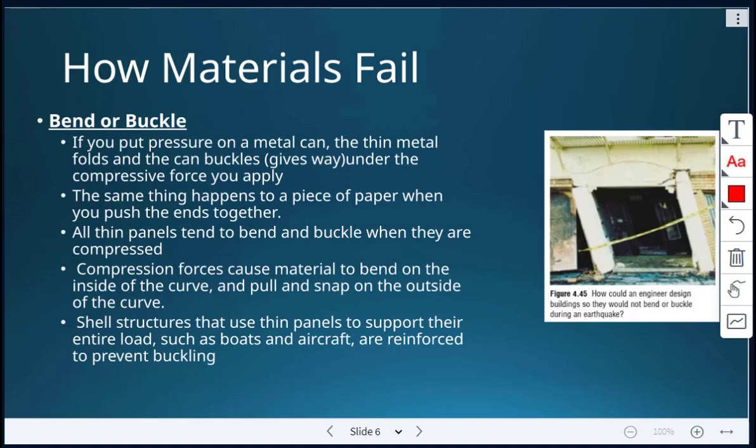Shell structures use thin panels to support their entire load. For example, boats and aircraft are usually reinforced to prevent buckling. So some things to think about are, how can an engineer design buildings so they don't bend or buckle during an earthquake?